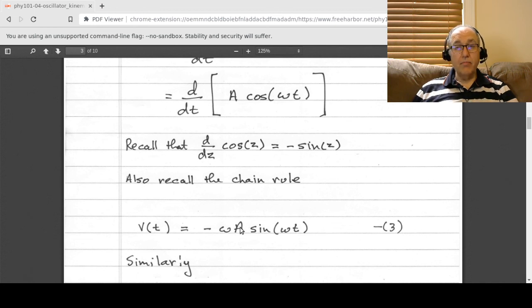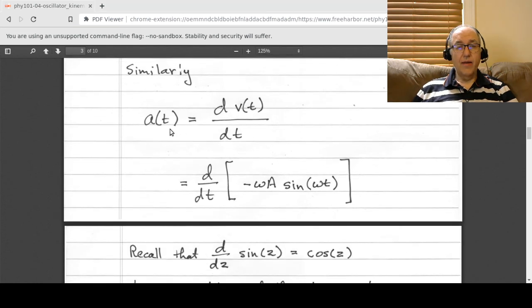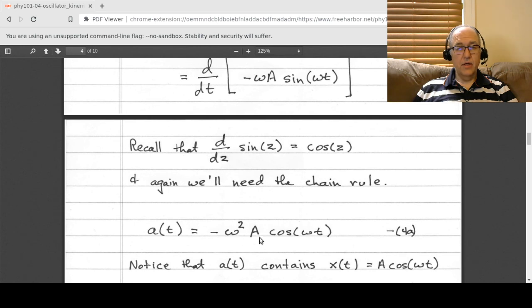Okay, now continuing, we can differentiate one more time and get the acceleration as a function of time. Over here, we're going to start with the definition of the acceleration. It's the time derivative of the velocity function, okay? And so here we go. We're going to differentiate minus omega A times sine omega t. Same thing as before. We're going to bring that minus omega A out in front. Okay, so here's the answer. We're going to have a minus omega A out in front. And you go, but there's an omega squared there. I know, hold on. So there's one omega and a minus omega A.